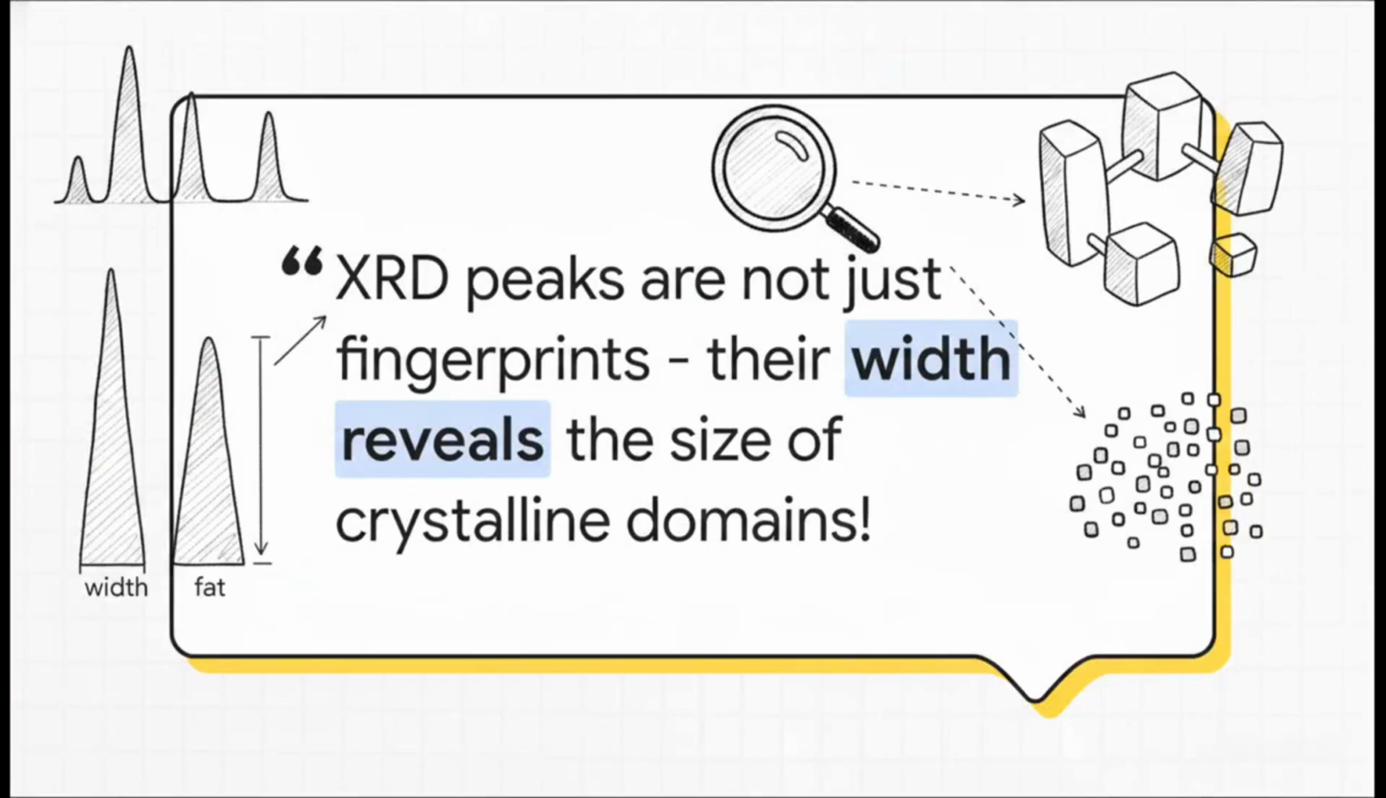So, in the lab, we're pretty used to thinking of an XRD pattern as a simple fingerprint, right? It's our go-to way to identify exactly what phases are in a sample just by looking at where the peaks pop up. But here's the real secret. Those peaks are actually doing double duty. It turns out that their actual width, like literally how fat or skinny that peak is, holds the absolute secret to measuring the size of crystalline domains.